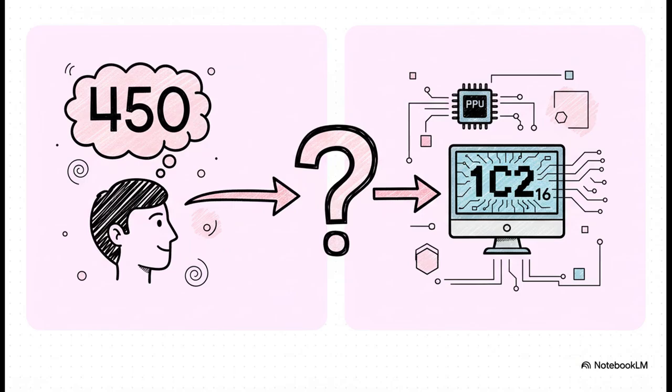So let's start with a little puzzle. On the left, we've got a number you see every day, 450. Pretty normal, right? On the right, you've got this string of letters and numbers a computer might use, 1C2. Now, they look totally different, but I'm telling you, they represent the exact same value. So how on earth is that possible?